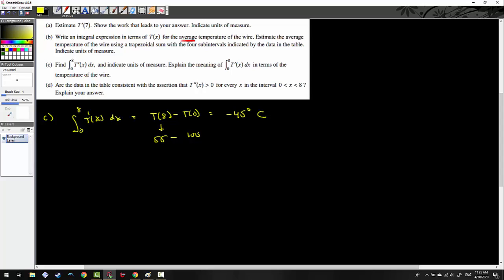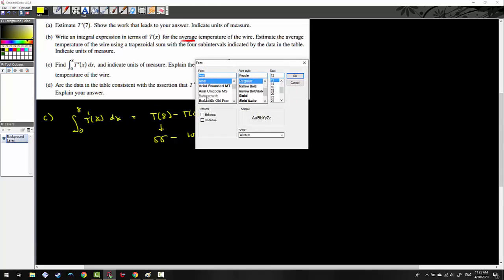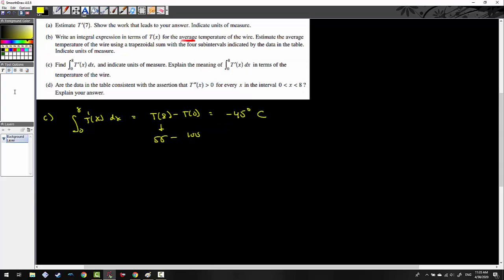And it says explain the meaning of the integral from 0 to 8 of T prime of x dx in terms of the temperature of the wire. So I'm going to go into the typing function here so that I can make sure the writing is clear. So what I'm going to say is the temperature of the wire changed by negative 45 degrees Celsius on the interval 0 to 8 centimeters.